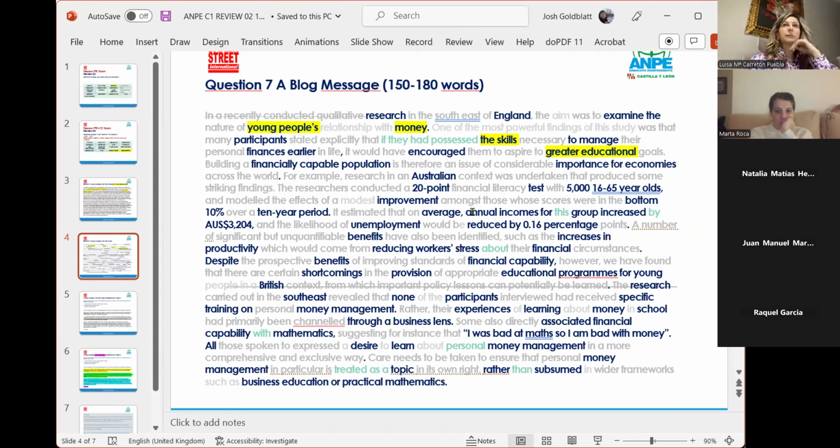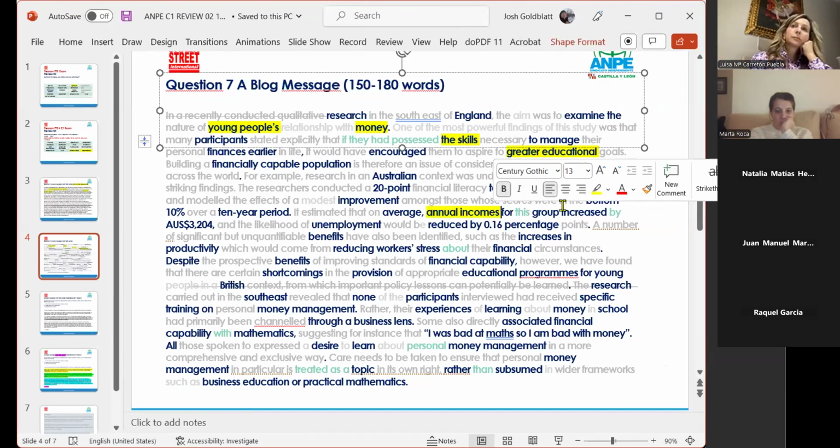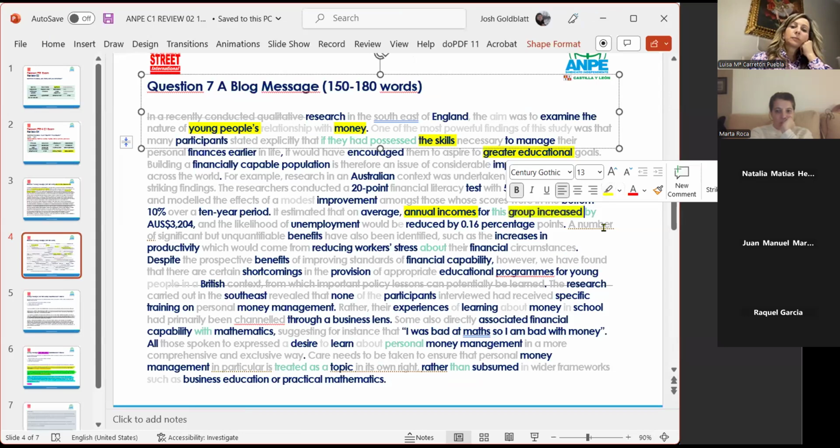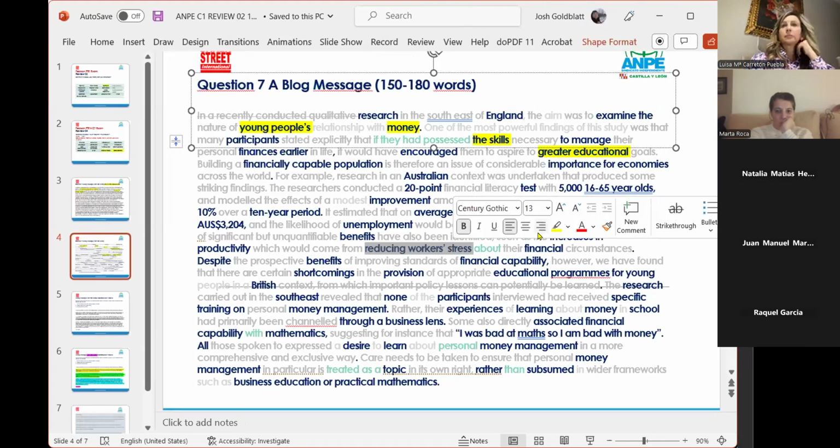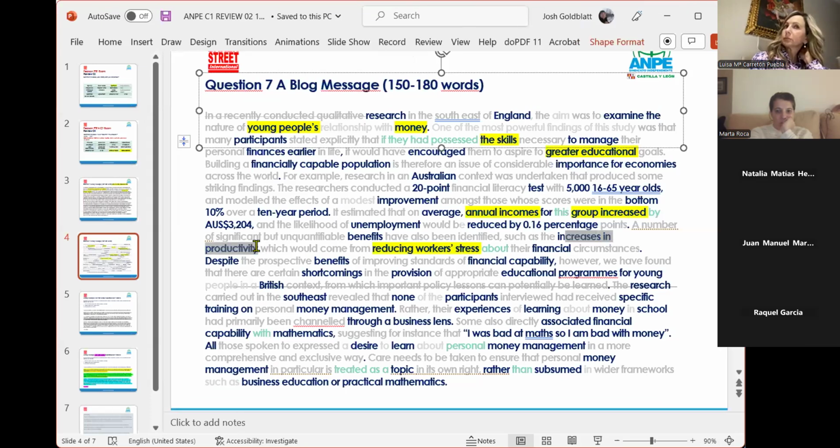Then we're talking about annual incomes. They increased, reduces workers' stress. Increases in productivity. So we can see they're talking about young people, education, about money, and then annual income and better productivity. What's the relationship? Maybe if there are more educational goals connected with money, people are more productive.